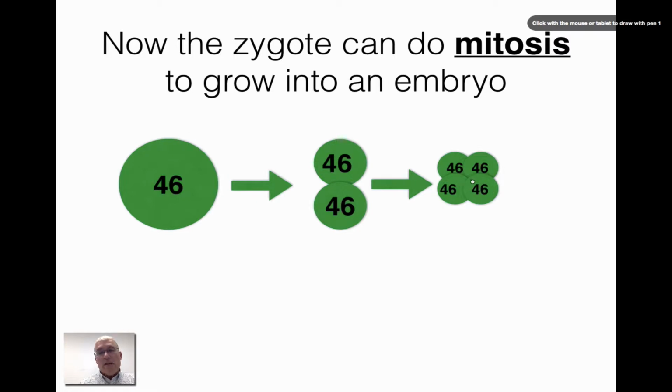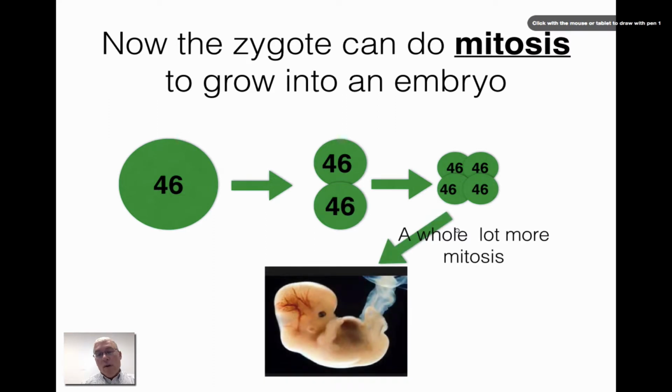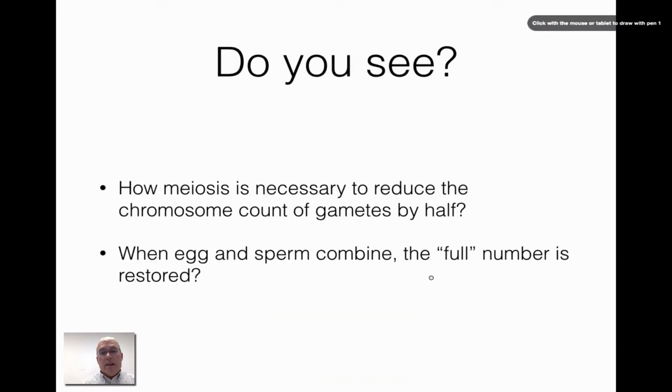So zygotes go through mitosis to basically grow. And so after a whole lot more mitosis, you end up with what might become, in this case, a recognizable human fetus or human embryo. Now, do you see how meiosis is necessary to reduce the chromosome count of gamete cells by half?